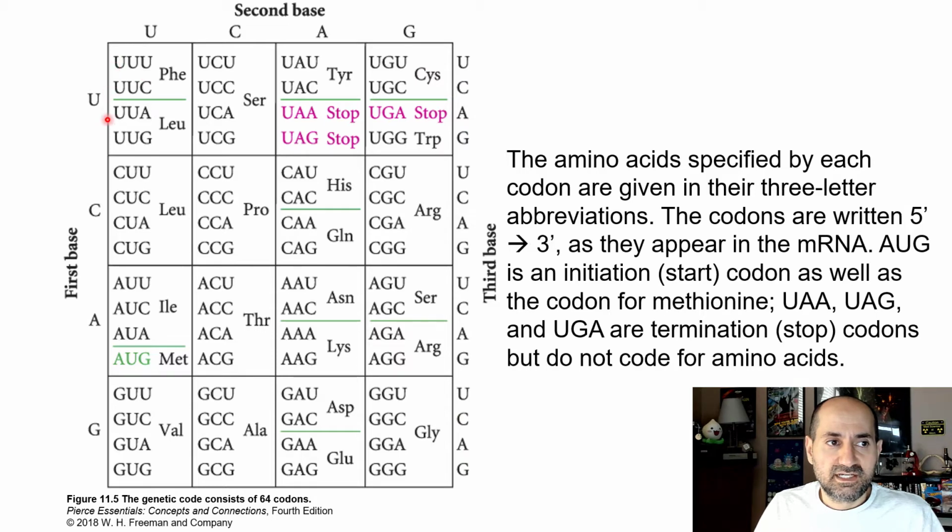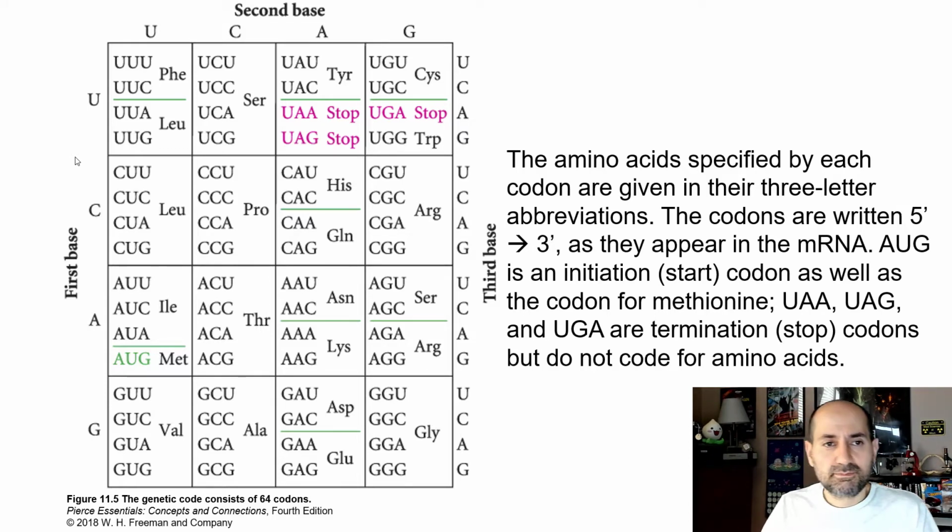So notice that if you have U's, A's, G's, and C's, there are only 64 possible three-letter words you can make, and the codon table here is every possible three-letter word, right? It's every possible codon, and do you remember how many codons there are? That's right, it's 64. There are 64 codons on this table. It's every possible codon you could have with A's, G's, C's, and U's, right?